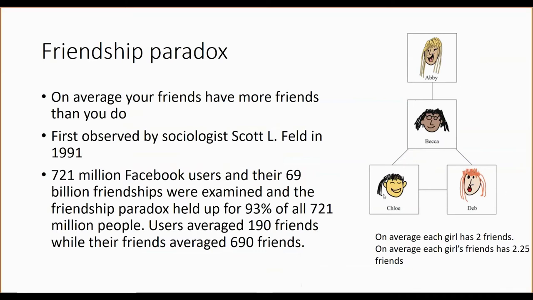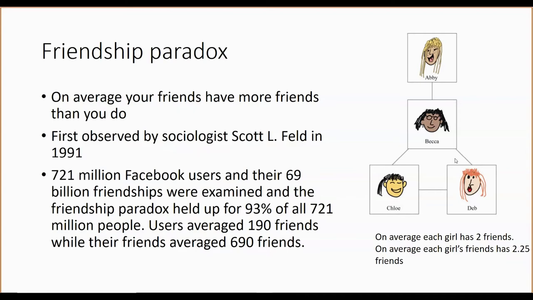So let's look at this simple example on the right, where we only have four people. And the friendship paradox actually even held up in this very simple example. We don't have time to count, but if you really count, on average, each girl only has two friends, but on average, each girl's friends has 2.25 friends. So the friendship paradox holds here.